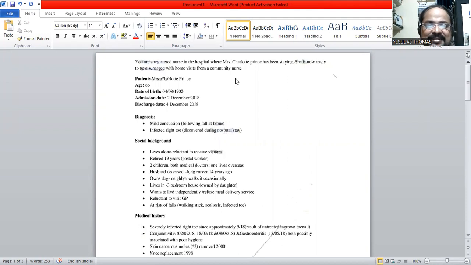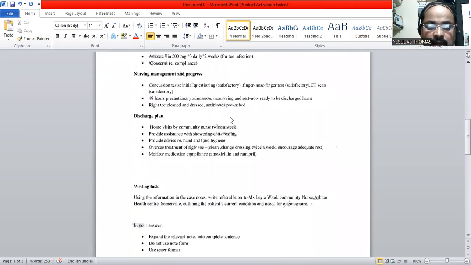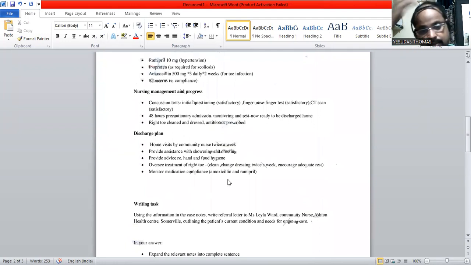Today we are going to discuss the case note of Mrs. Charlotte Prince. And now she's ready to be discharged to her home. Now, let's go ahead and detail the case history. The task here is you are going to write a referral letter to Miss Layla Ward, the community nurse, Ashton Health Center, Somerville. Now you have to outline the patient's current condition and needs for ongoing care.